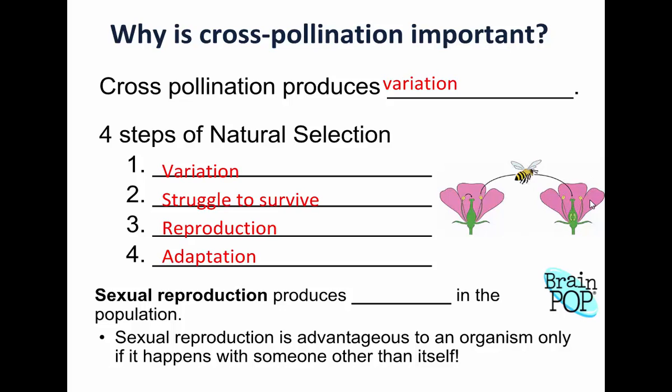So it's important to have lots of variation in the species because that's what natural selection uses to determine which will survive and which don't. And so sexual reproduction is important because it produces that variation. But if a plant self-pollinates, it's really not very helpful because it's the same individual. You're not mixing genetic material from 2 separate individuals.